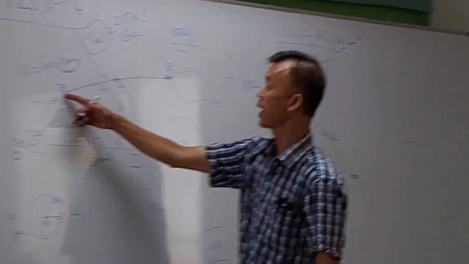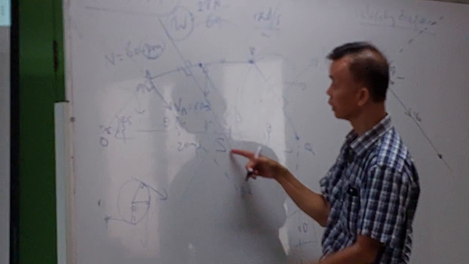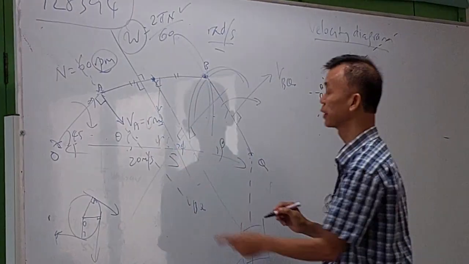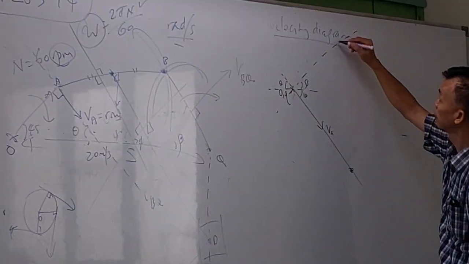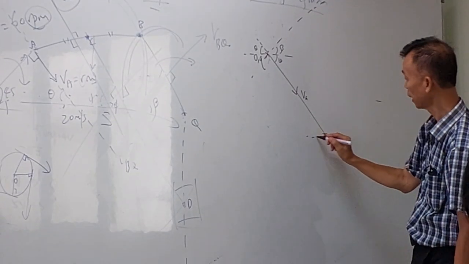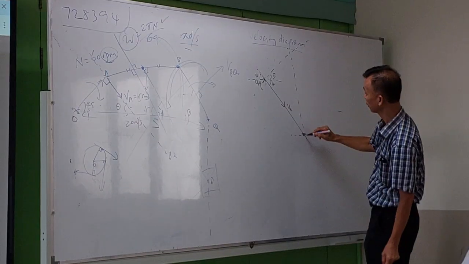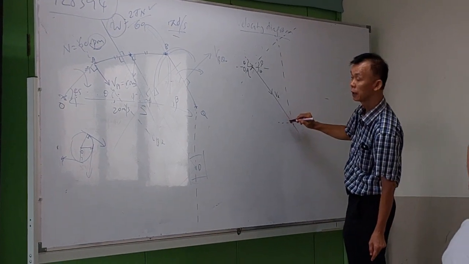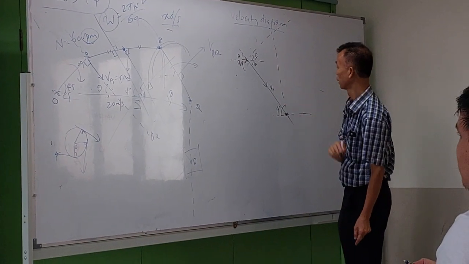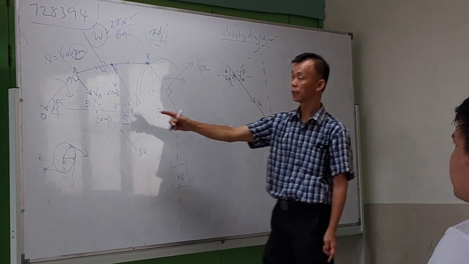Then AB is 90 degrees. So the 90 degrees is this angle here. So it should be like that. Okay, this angle here, like that one. So this is the angle.